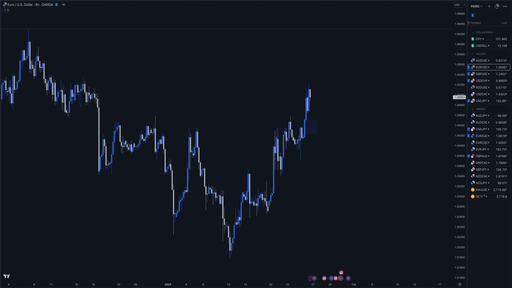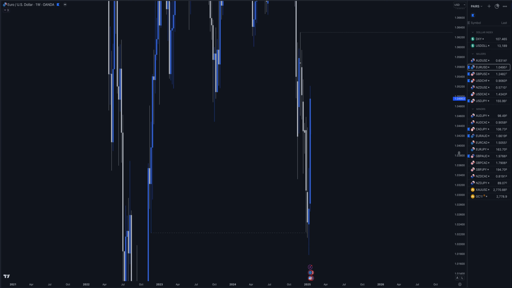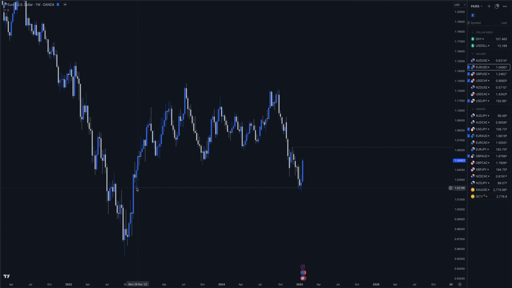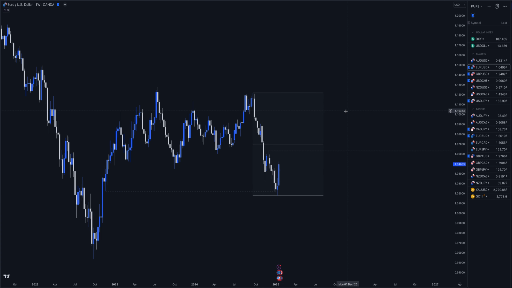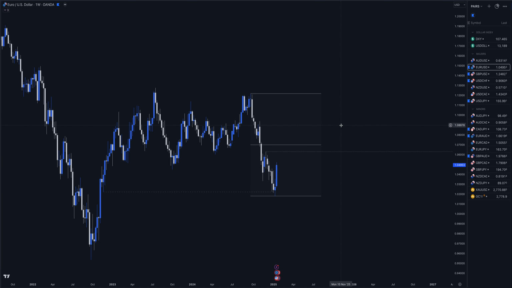Next pair that I am watching is euro dollar. So I spoke about this imbalance quite a bit. We have now tapped into this imbalance, and you can see we have started rejecting from this level. Now we had a huge push to the downside, and ideally we want to see price come into premium for further shorts. Okay, because obviously if I'm bullish on the dollar long term, I'm going to be bearish on euro dollar, GBP dollar long term.